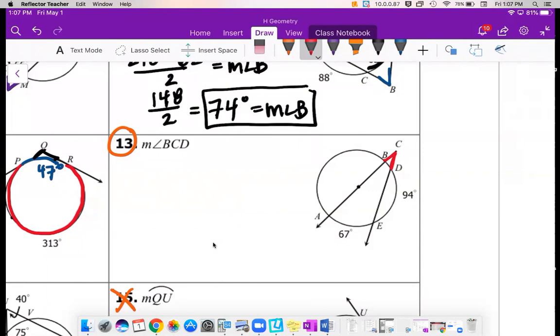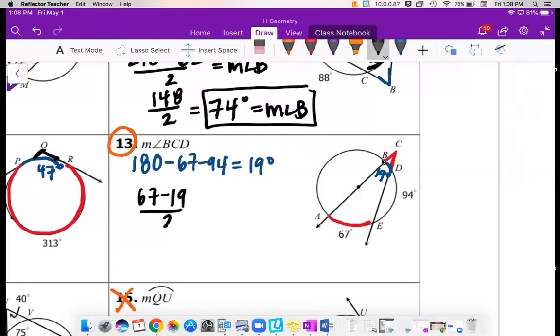Okay, so let's see, we have the big arc is 67, and we need to find the measure of this arc. So notice that this is going through the center of the circle. That means that this is a semicircle. So that means that all of this has to add up to 180 degrees. So if this is 67 and this is 94, this is whatever makes it be a 180. So I'm just gonna do 180 minus 67 minus 94, and we'll get that that is 19 degrees. This little arc right here is 19, and then we just use our formula. 67 minus 19 divided by 2 is 48 divided by 2, which is 24. The measure of angle BCD is 24 degrees.